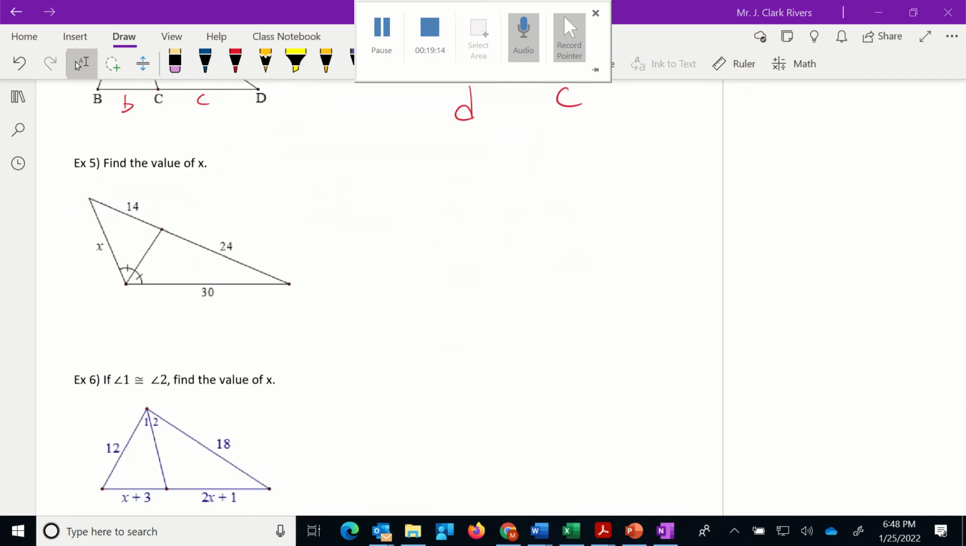Okay, so there's a few ways to set this up. If you don't set up exactly like me, that's okay. Left over right, x over 30 is equal to left over right, 14 over 24. We can use the triangle angle bisector theorem because this angle here is bisected. So that means that ray is dividing our triangle up proportionally. We then cross multiply and solve.